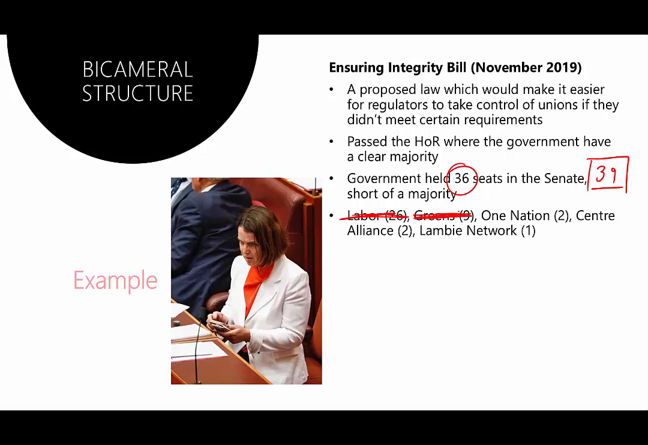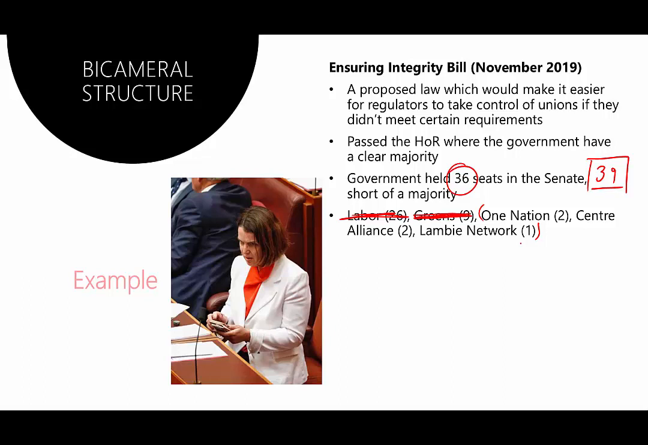We all of a sudden see that the Liberal Party, to pass any law, more or less need to either get Labor on board, or they need to convince 3 of these remaining senators, so 2 senators for One Nation, 2 for the Senate Alliance, and 1 for the Lambie Network, to vote with them. And that's, I suppose, their challenge, and that's where we have debate, and in a way laws need to reflect a wide range of views.